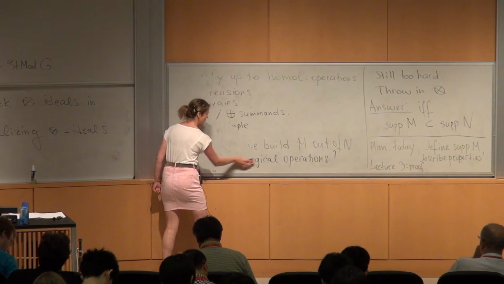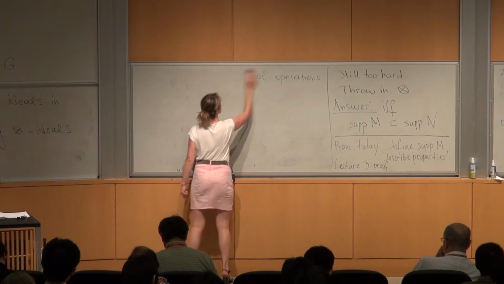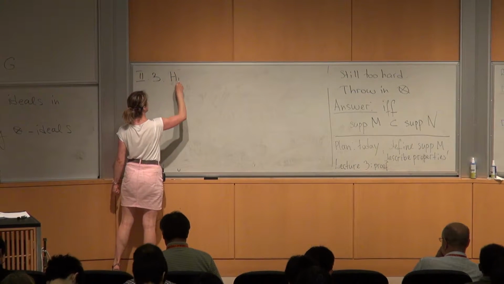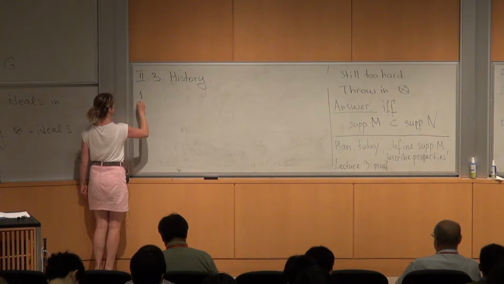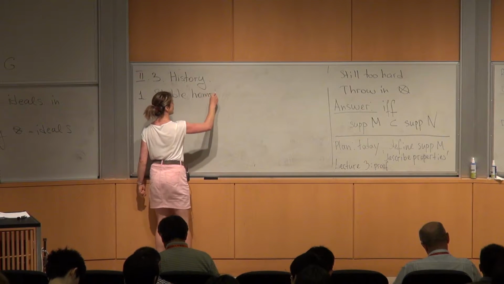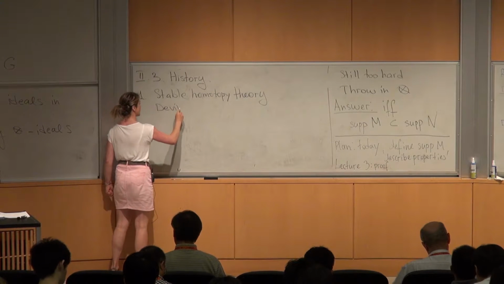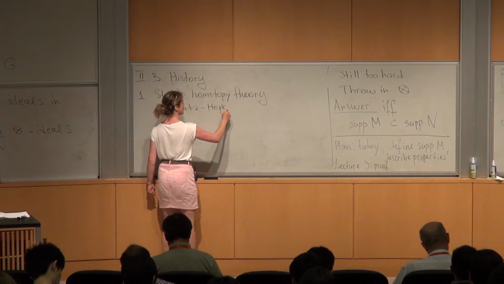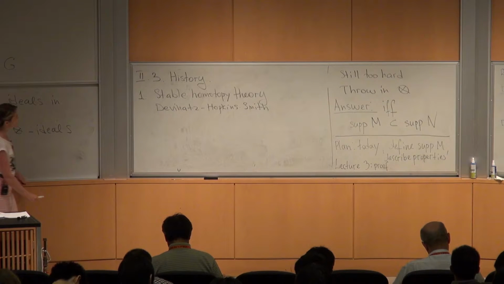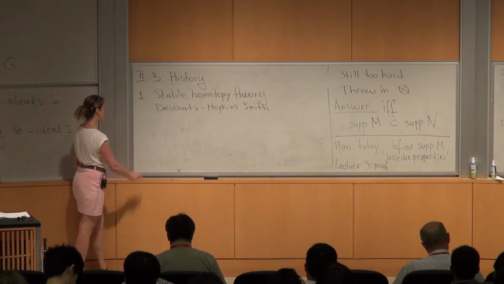I'm going to say a few more words that you heard in Rio's talk already, namely, mention some of the history of this problem. It goes back to stable homotopy theory, and the work of Devinatz, Hopkins, and Smith, who classified thick subcategories in the category of finite spectra. This sort of started a lot of it, and some of the methods go back to this work.